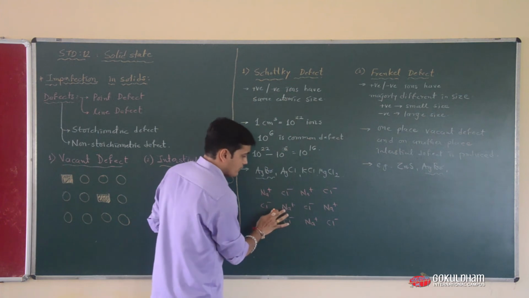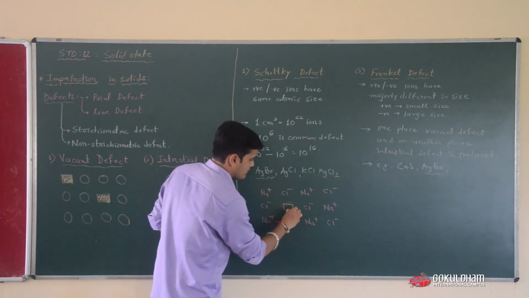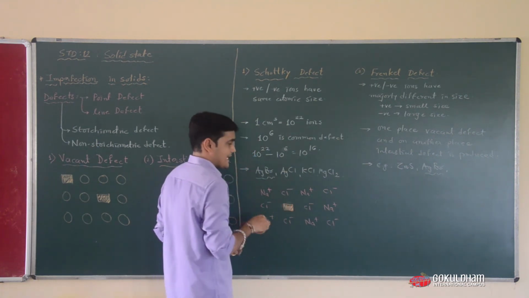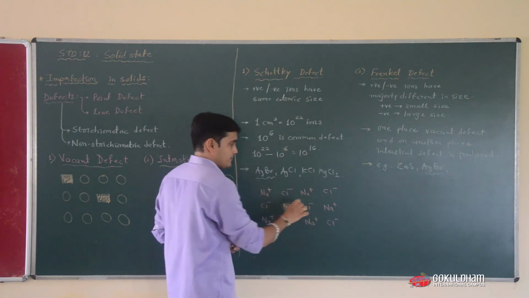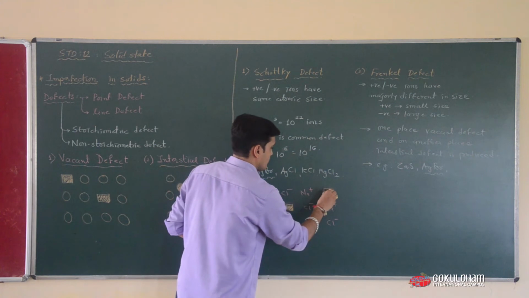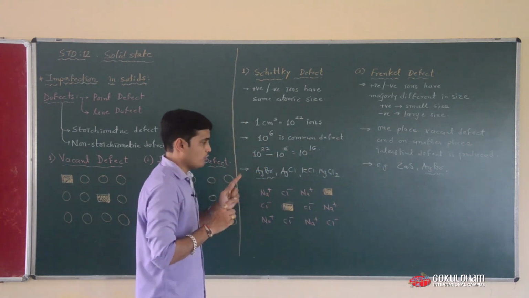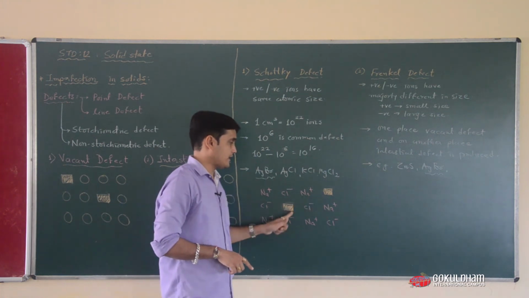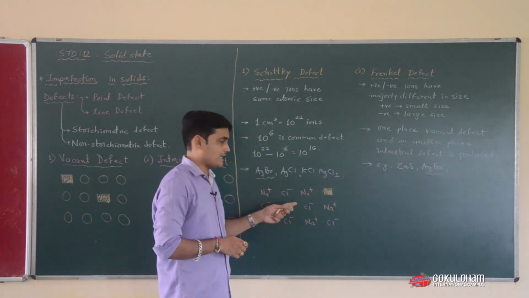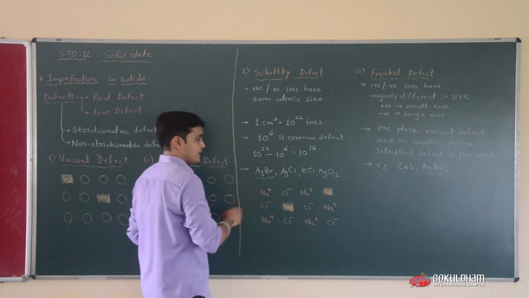Suppose one Na plus is missing from this solid, at the same time some Cl minus will also be missing from the solid. So there is always the presence of an even number of vacant sites. You can see 2 sites, 4 sites, 6 sites, 8 sites in a Schottky defect.